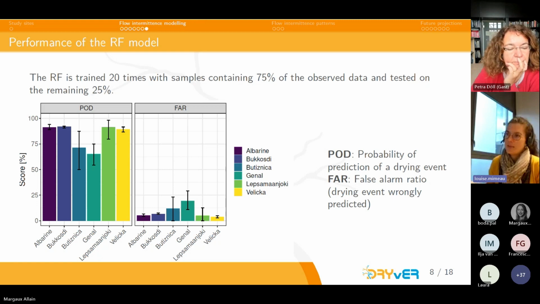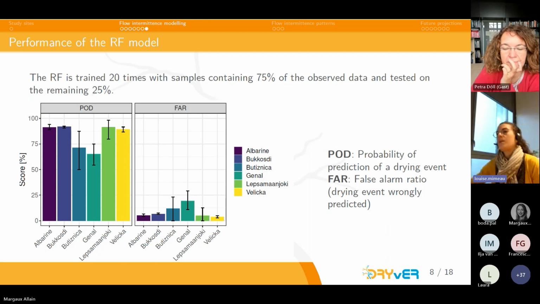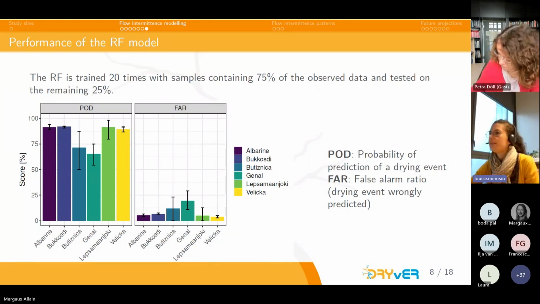And for 2 catchments, the Croatian catchment and Spanish catchment, we actually have lower performances, which is due to a smaller quantity of observed data to train the model, so a higher uncertainty in the results. Next, please.